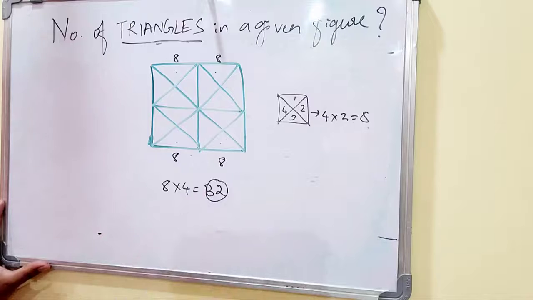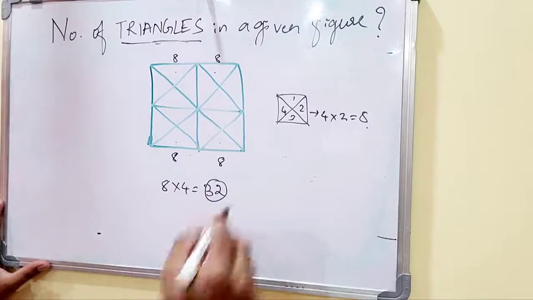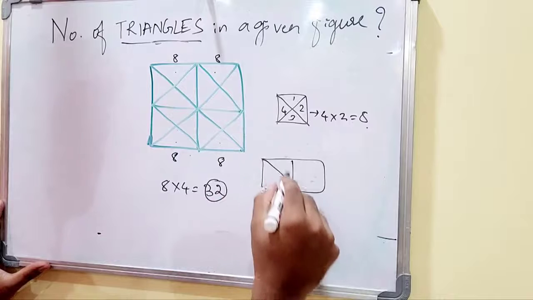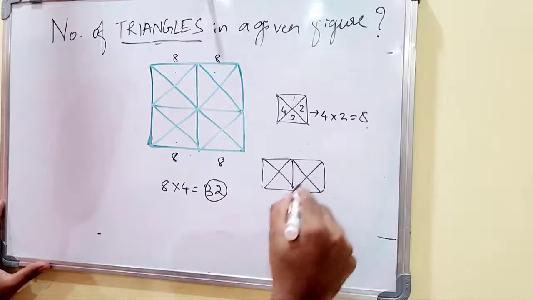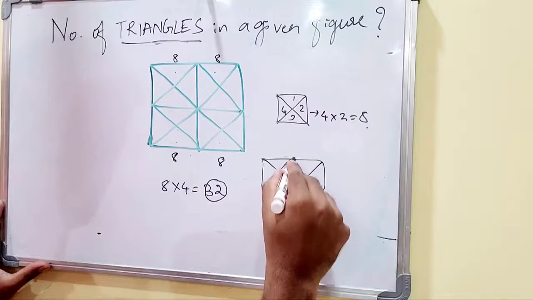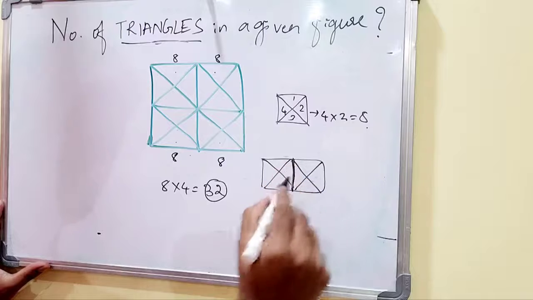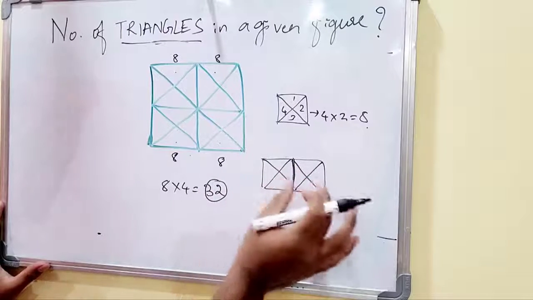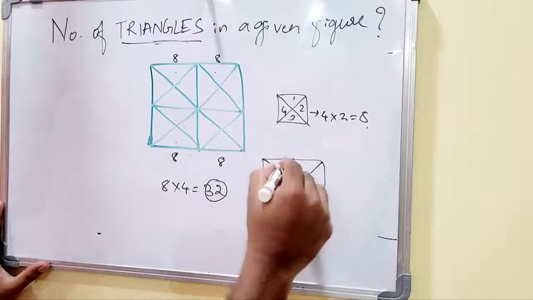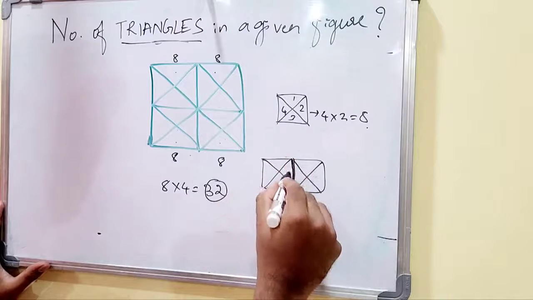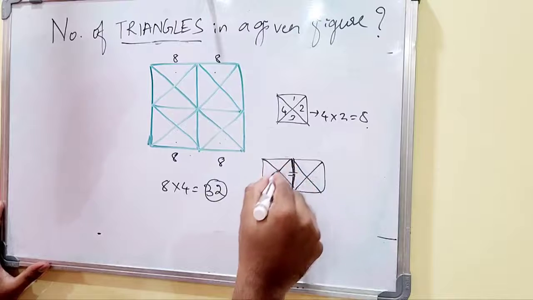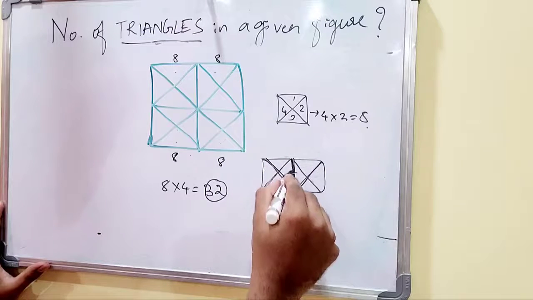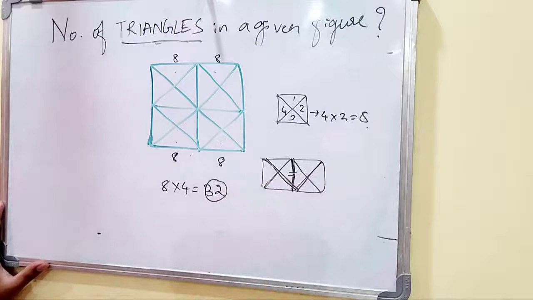So this is step 1. Step 2 is, in the previous figure, what we had seen, wherever there is a line which combines two such similar figures, this line contributes 2 triangles. 1, and this is another triangle. So this line contributes 2 triangles.